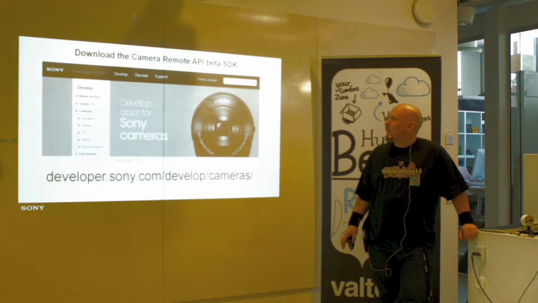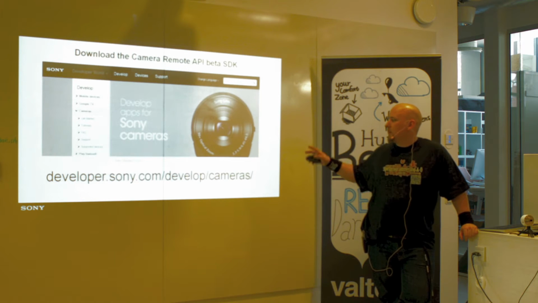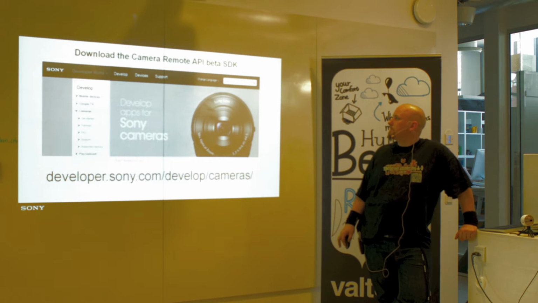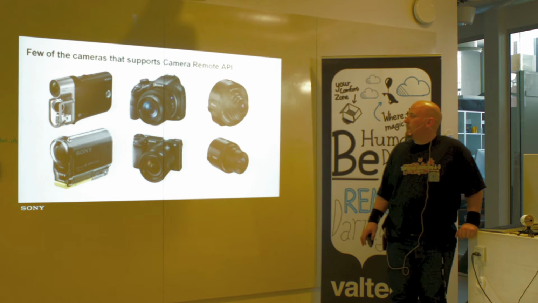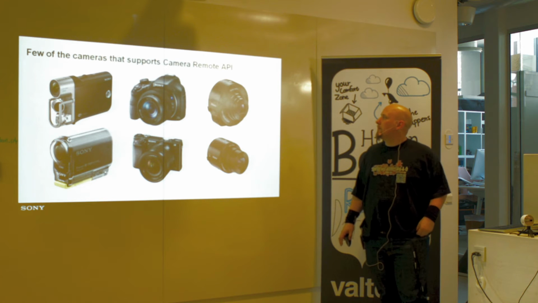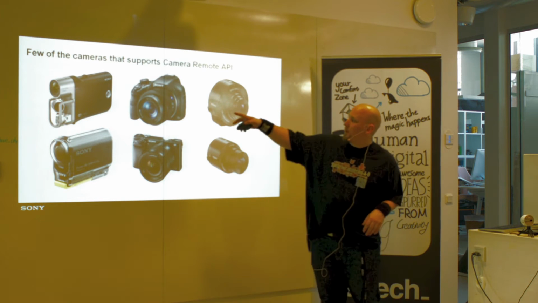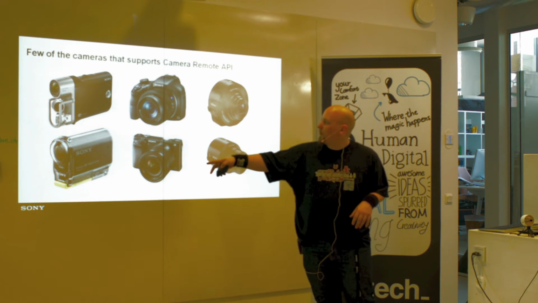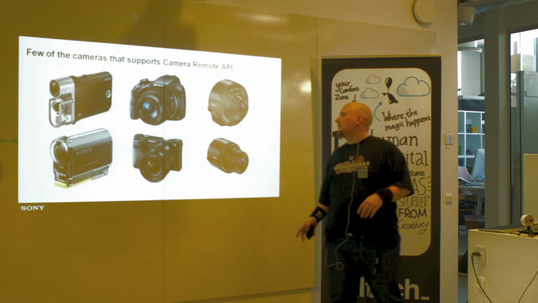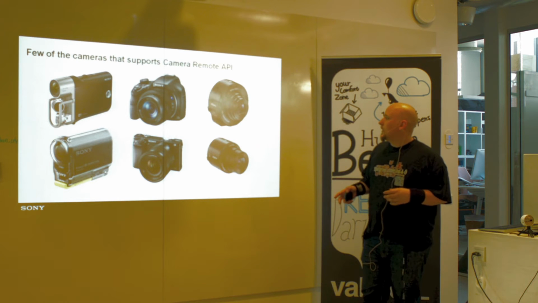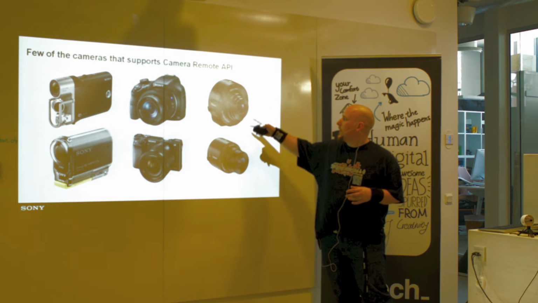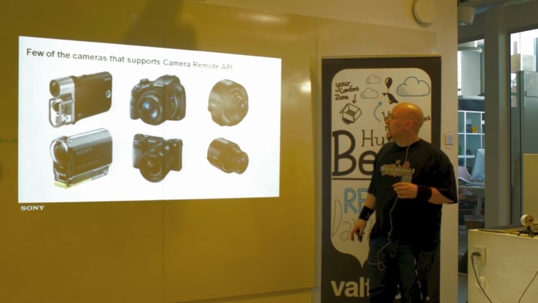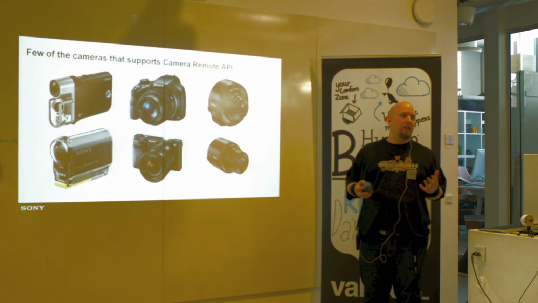And yeah, the Camera Remote API is what I will talk about, and you can download the SDK on this URL. So here you can see a few of the cameras that support the API. On the top left, you will see a music video recorder. You have the action camera on the bottom, and in the middle you have interchangeable lenses for photography. And here on the right, you can see some of the Lens Style cameras. And these are actually what I will be focusing on this session.